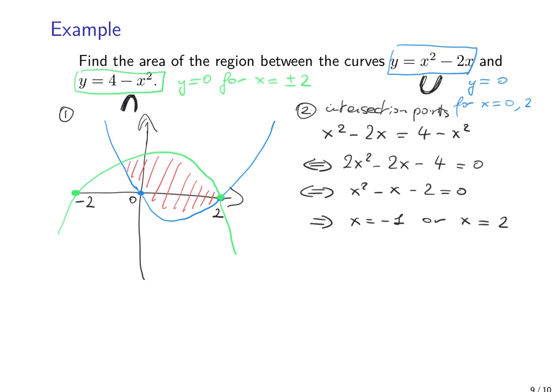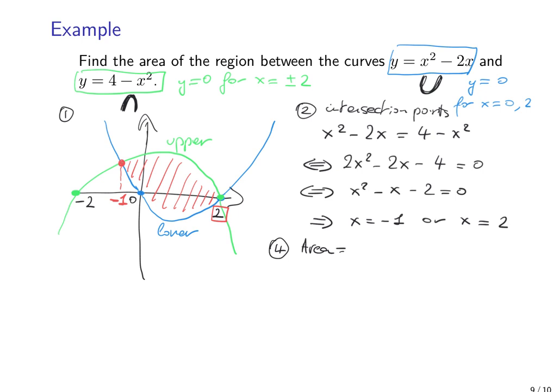So we can also add that to our figure. This intersection point right here will have x coordinate minus 1, and this intersection point, we already found it, has x coordinate 2. Step 3 is determine which one is the upper curve, which one is the lower curve. That's very easy to do on the figure. The green one is the upper curve, the blue one is the lower curve. And then step 4 is write down your integral and integrate.